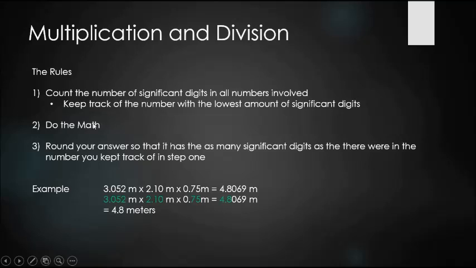So okay, we do the math, and round your answer so that it has as many significant digits as there were in the number you kept track of in step 1. So this was our important number for step 1 because it had the least number of significant digits. So we can only keep 2 significant digits in our answer. Therefore, we're going to round to the 10th place, and 4.8 meters would be our final answer.